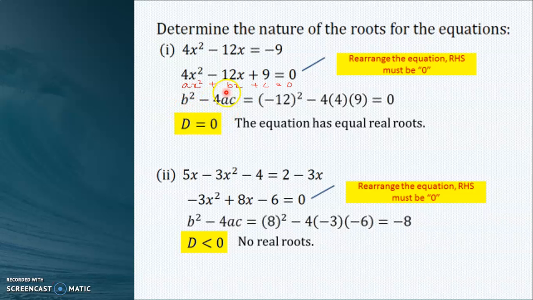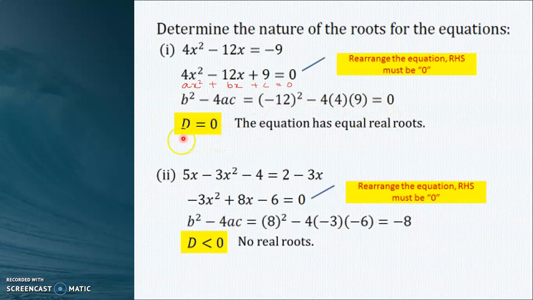So what is the value of b? You can see, -12. So (-12)² - 4. What is the value of a? See here, the value of a is 4. So 4 here. What is the value of c? Compare this, c is 9. So b² - 4ac: let's solve. (-12)² is 144, so minus becomes plus. 144 - 4 × 4 is 16, 16 × 9 is 144. So 144 - 144 is equal to 0.